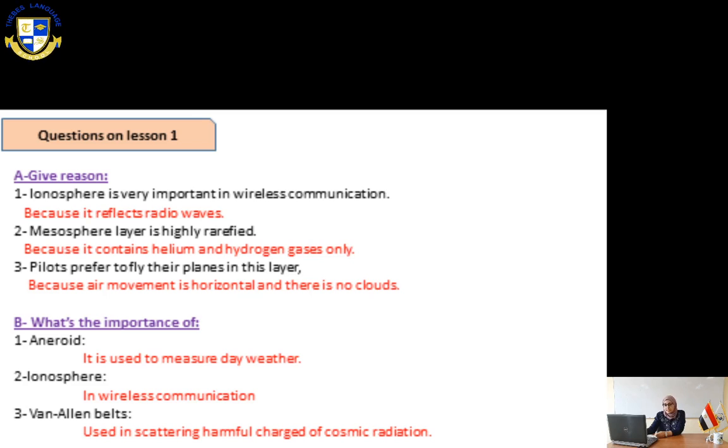What is the importance of the aneroid? The aneroid is a device used to measure the weather or the day weather. Ionosphere, what is the importance of the ionosphere? It is used in wireless communication. Van Allen belt, we said they are two magnetic belts used in protecting the Earth from harmful cosmic radiation.